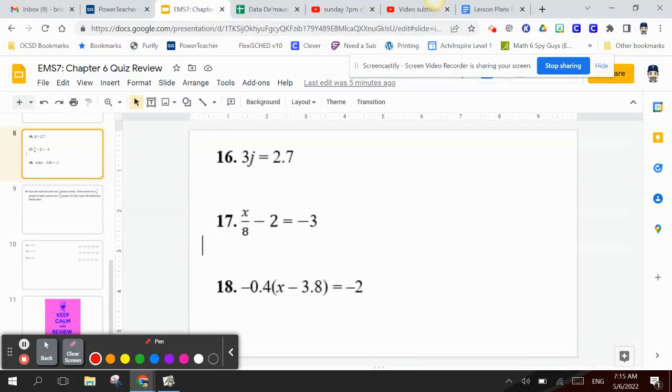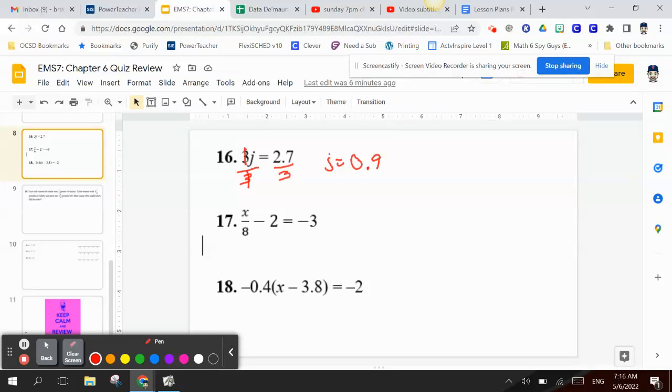Number 16 says 3 times some number equals 2.7. So again, I want to divide by the coefficient, which is the number connected to the variable. 3 times j divided by 3. My 3's cancel out. I'm left with j equals 2.7 divided by 3, which is 0.9.